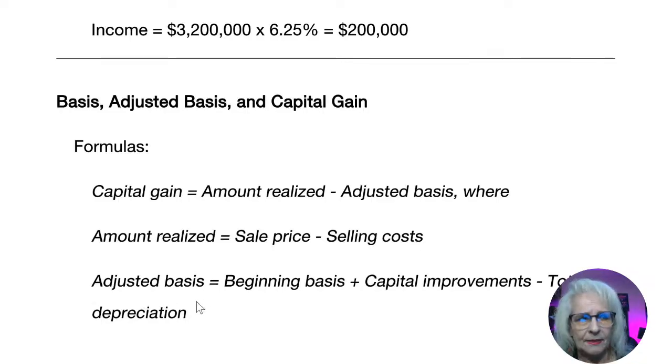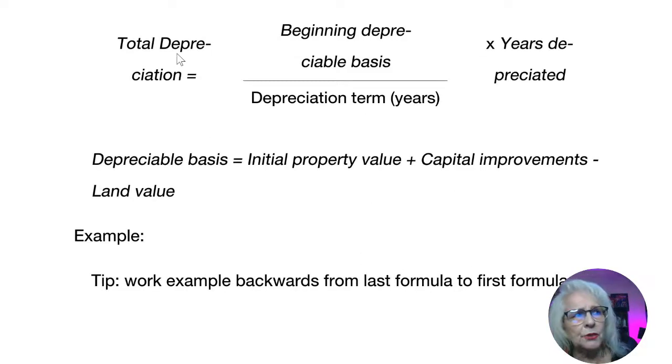Adjusted basis is the beginning basis when the property was purchased, the original value, plus the improvements, the garage and the bedroom, minus total depreciation, right? Because that property is depreciating every year. So that has to be subtracted. In the exam, you might think, oh, okay, all I need is beginning basis plus capital improvements. Well, no, because now you forgot the total depreciation. That has to be taken into account.